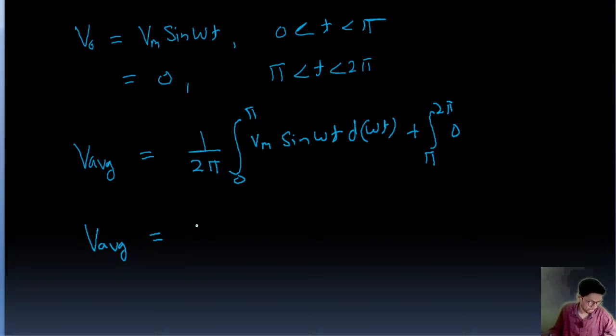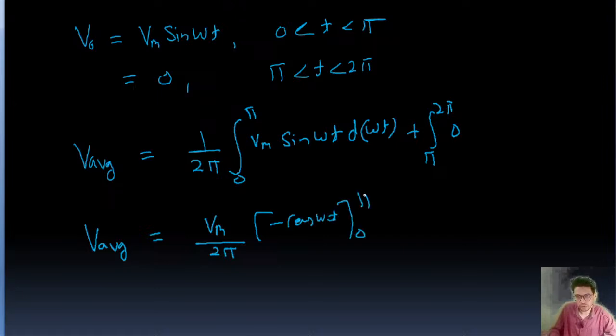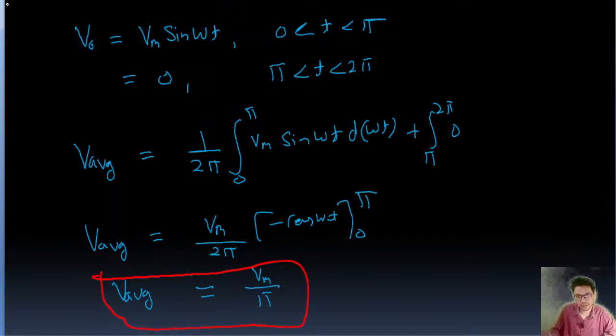So we'll solve it, right? If we solve it, this is going to be Vm upon 2 pi outside, and minus cos omega t from 0 to pi. So V average value is going to be Vm upon pi. This is V average. This is an important formula, guys. V average is Vm upon pi.